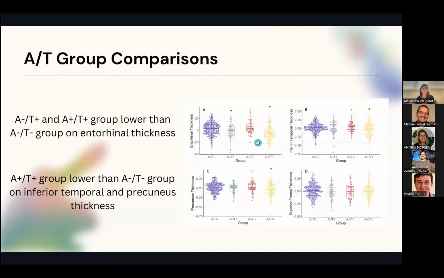In terms of cortical thickness, we can see that the A plus T plus group was systematically lower than the A minus T minus group, or no pathology group, across the entorhinal cortex, the inferior temporal gyrus, and the precuneus, but not the superior frontal gyrus. And the A minus T plus group was also lower than the no pathology group in terms of their entorhinal cortex thickness, but not these other regions assessed.